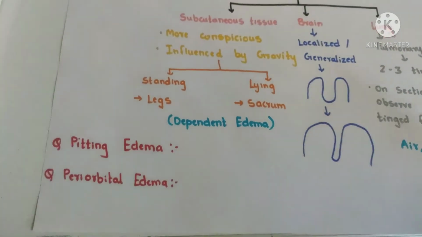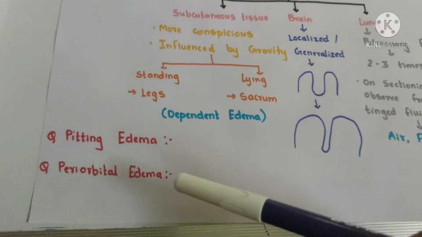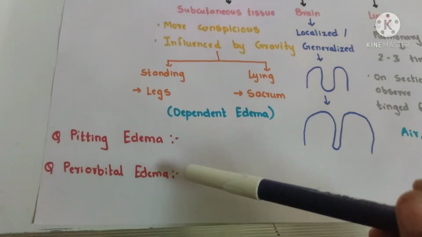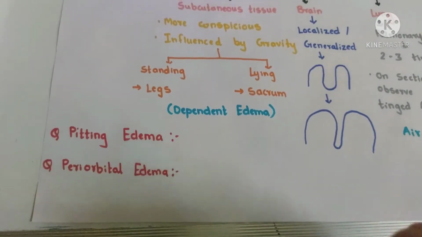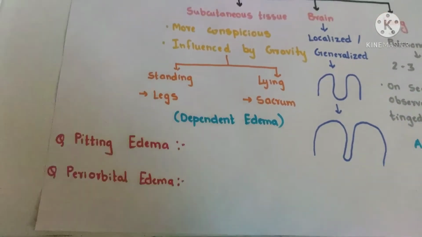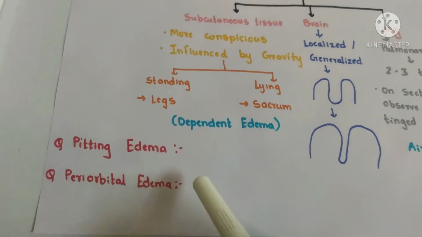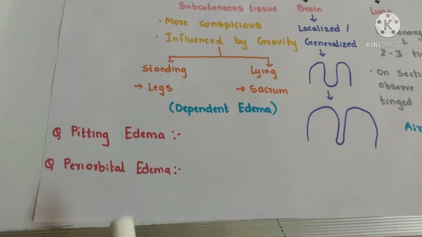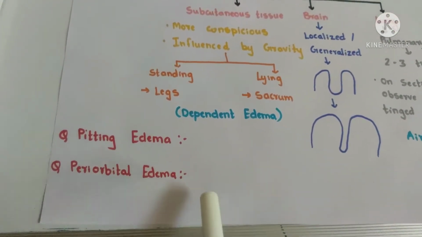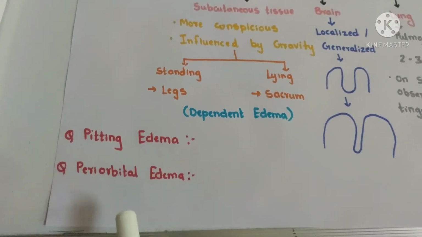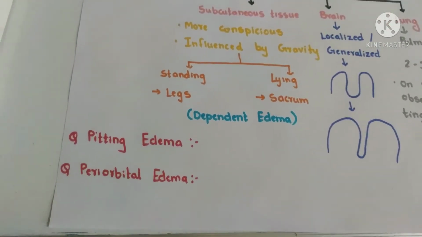Now let's look at another question. What is periorbital edema? It is the edema formed around the eyelids. It is a sign of severe renal disease, because when there is any renal disease or renal failure, edema first appears around the loose connective tissue.